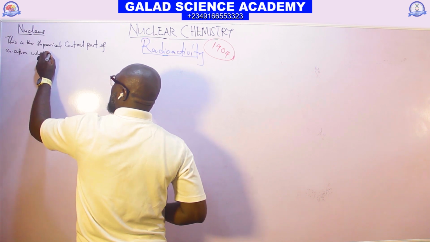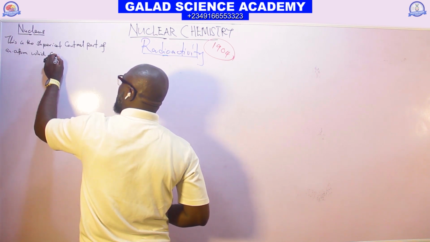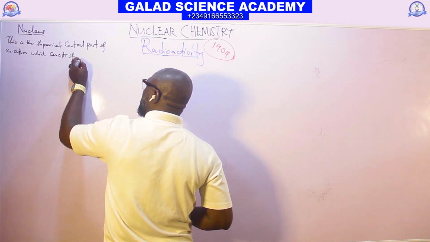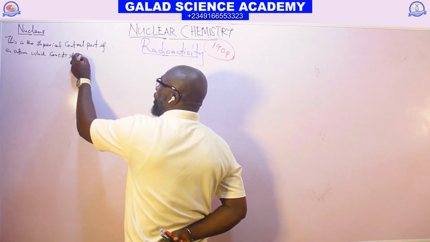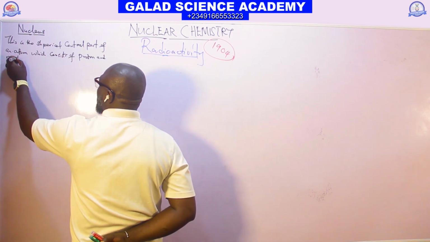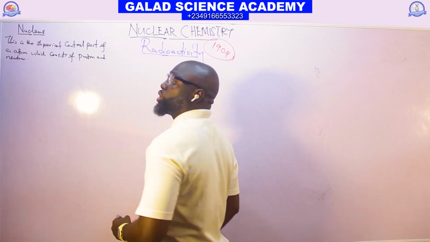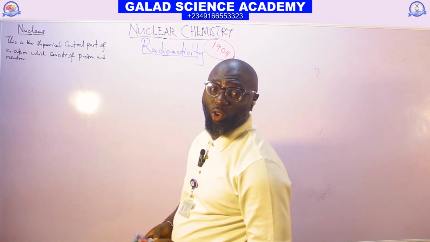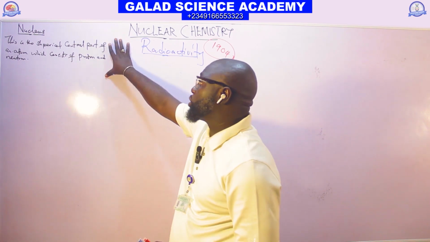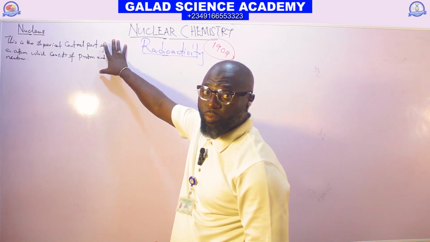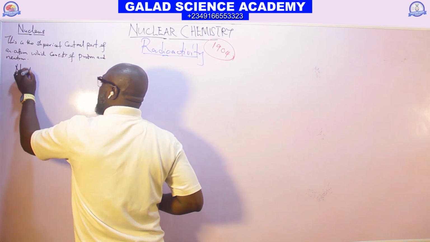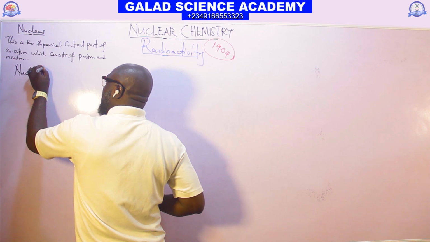which consists of proton and neutron. So the nucleus can be found at the center of an atom, comprised of proton and neutron. That is what we call the nucleus. What we need now is nuclear charge. Sorry, it is nuclear mass.